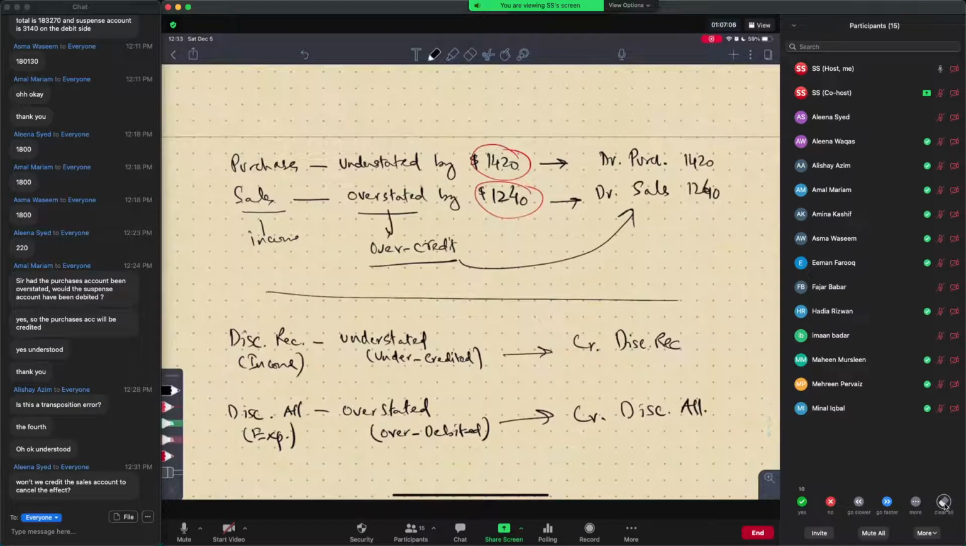I am writing this down here. This is just basically describing your thought process. You're supposed to think it through like this, right?